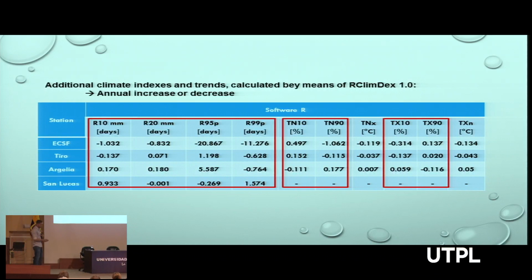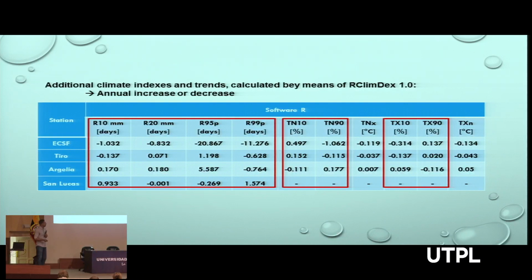The additional temperature indexes. There we have TN10 as the cold nights, warm nights, cold days, and warm days here. So we can see, again, the contrast between Amazon Basin and the highlands. The cold nights are getting more frequent in the Amazon Basin, but hot nights or warm nights are reducing. In the highland it is different. The cold nights are reducing and the warm nights are increasing.